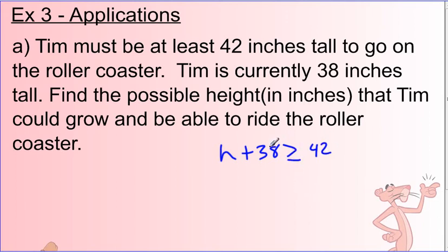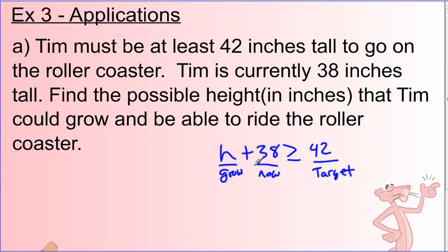So let's think about this again. This is how tall he is now. This is how much he has to grow. And that's what his target height is. That's how I came up with these numbers. So how tall he is now, plus however many inches he needs to grow, has to be bigger than or equal to 42. Okay? Now let's solve this thing.